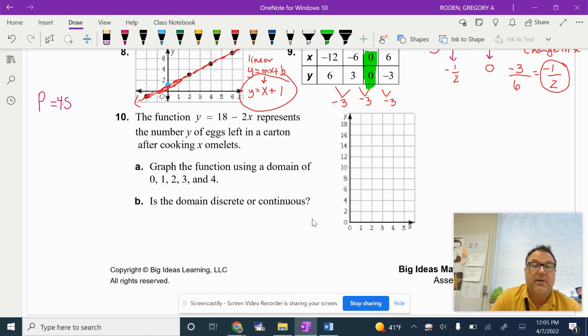So number 10 says that you have the equation y equals 18 minus 2x, which represents the number of eggs left in the carton after cooking x omelets. Graph the function using the domain of 0, 1, 2, 3, and 4. So remember, guys, domain means x values. Domain means x values. So these are my x values.